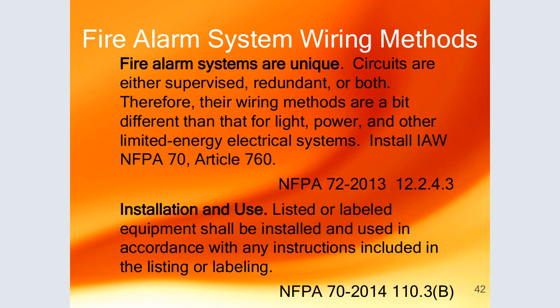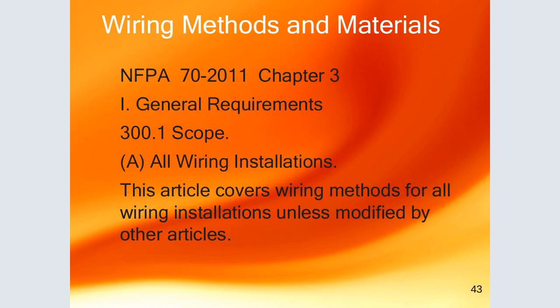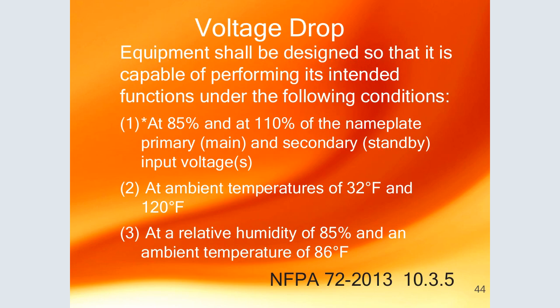Installation and use: listed or labeled equipment shall be installed and used in accordance with the instructions included in the listing or labeling. Wiring methods and materials. We have the general requirements that are needed for wiring. All wiring installations: this article covers wiring methods for wiring installations unless modified by other articles. So we are going to look at the methods.